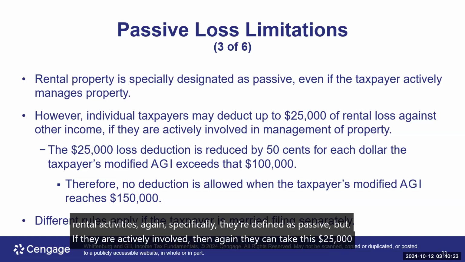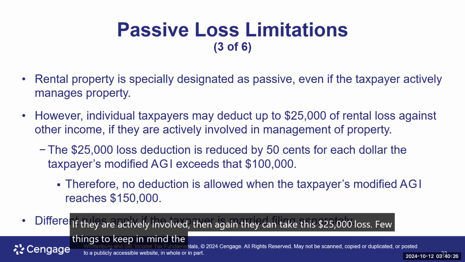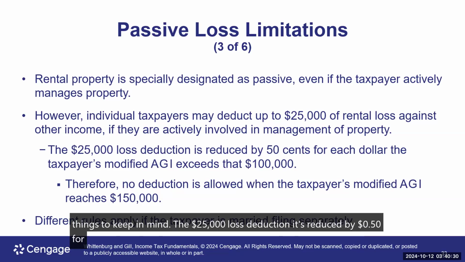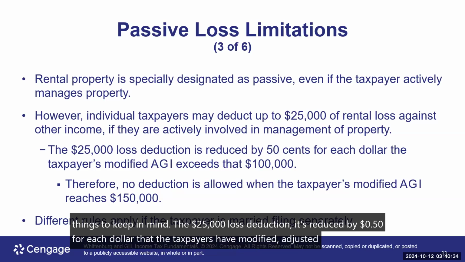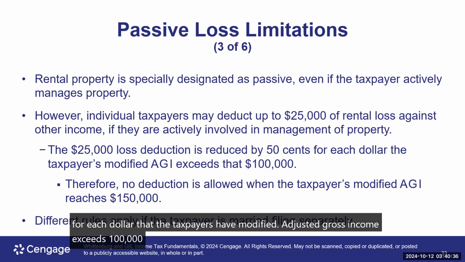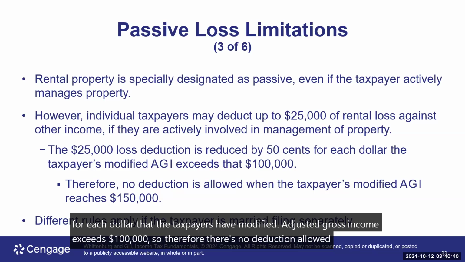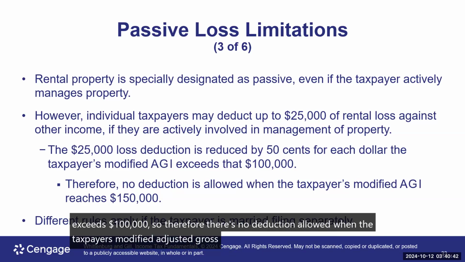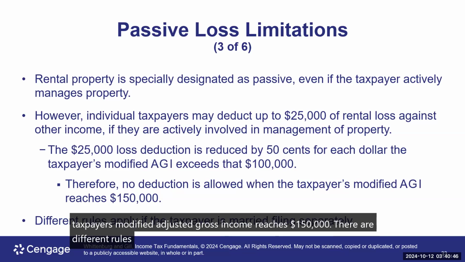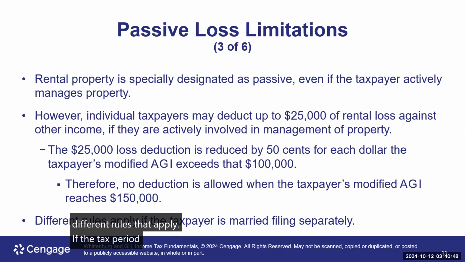A few things to keep in mind: the $25,000 loss deduction is reduced by 50 cents for each dollar that the taxpayer's modified adjusted gross income exceeds $100,000. Therefore, there's no deduction allowed when the taxpayer's modified adjusted gross income reaches $150,000. There are different rules that apply if the taxpayer is married filing separately. So just keep that in mind.